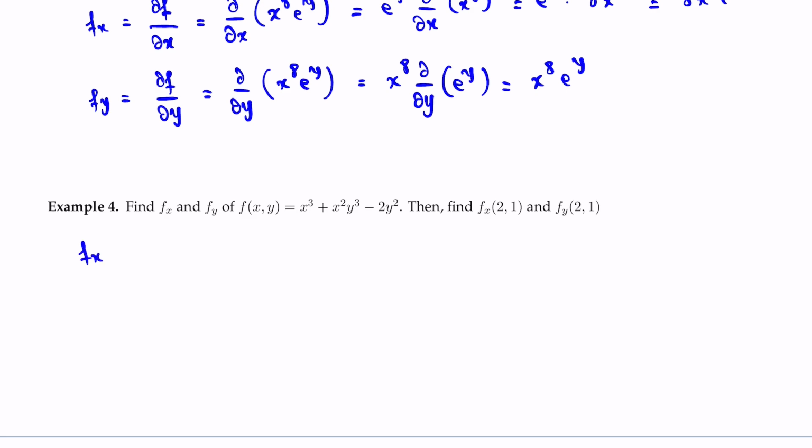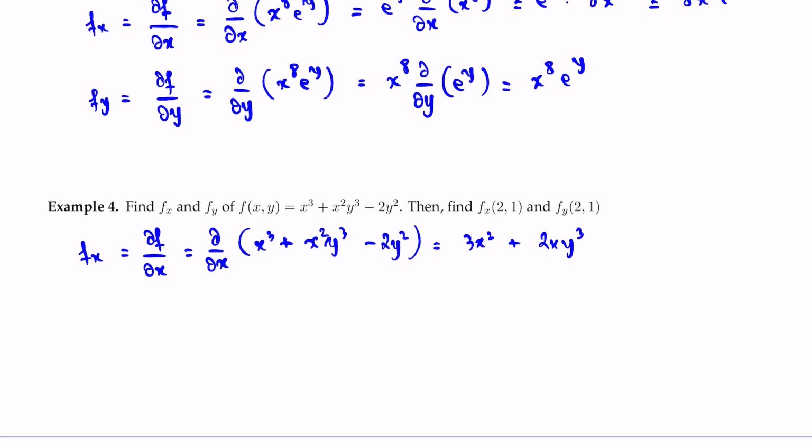So you get f sub x equal to partial f partial x, which is partial x of x cubed plus x squared y cubed minus 2y squared. Again, in this context of finding the partial derivative with respect to x, y is a constant. Therefore, y cubed is a constant, negative 2y squared is also a constant. So the partial derivative of x cubed is 3x squared, plus the partial derivative of x squared times y cubed is equal to 2x times y cubed, and the partial derivative of this constant is equal to 0. So you have this plus 0.